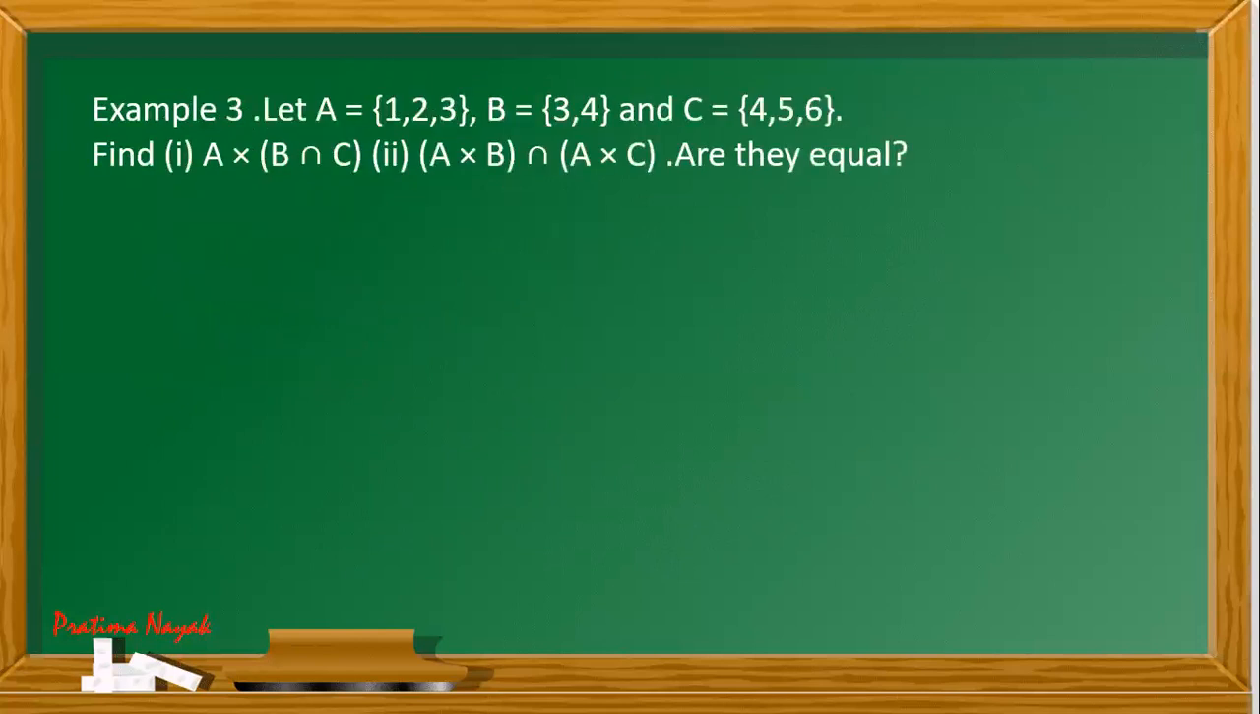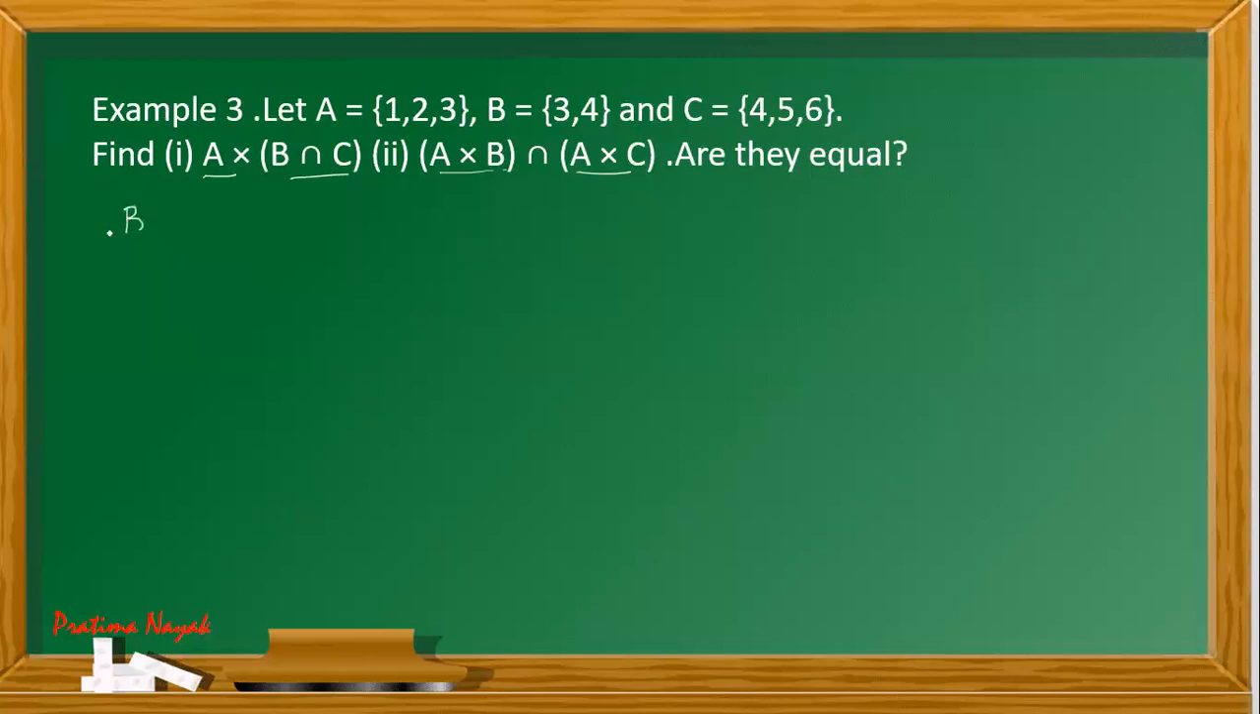Next we'll go for example 3. If A is equal to {1, 2, 3}, B is equal to {3, 4}, and C is {4, 5, 6}, then find A product (B intersection C) and (A product B) intersection (A product C), and check whether they are equal or not.